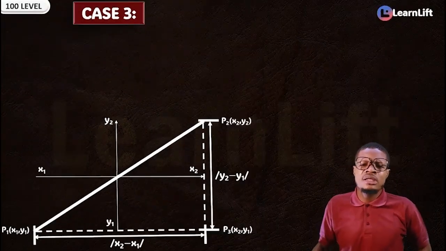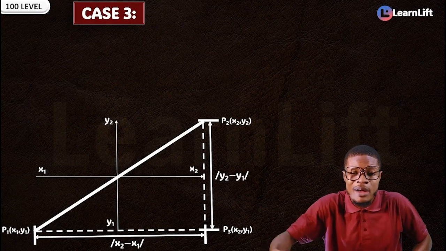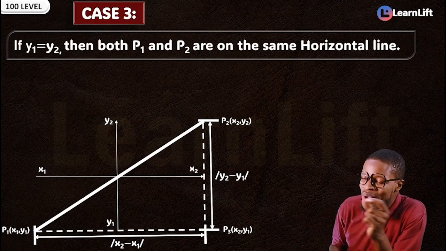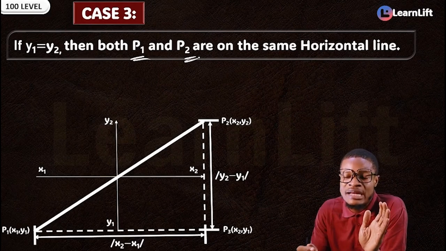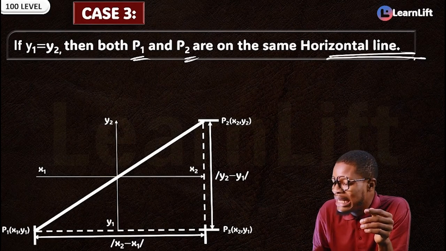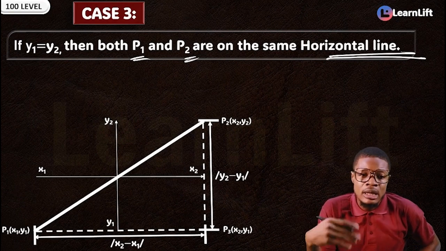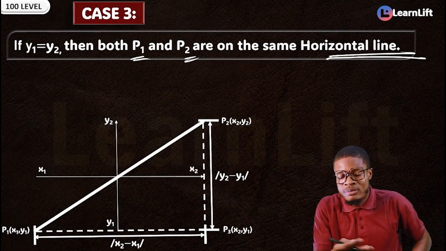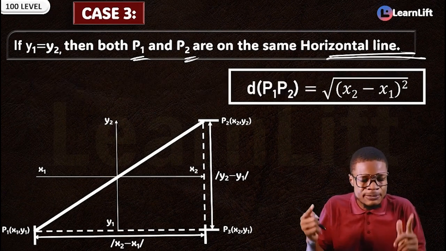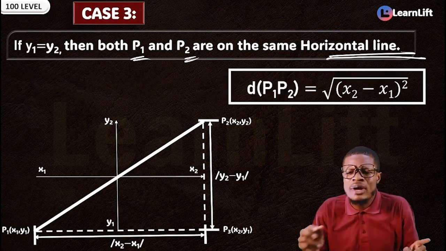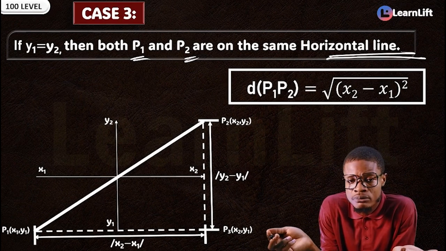In case 3, by now you should already be realizing what happens when y1 is equal to y2. Then P1 and P2 will lie on the same horizontal line, not the same vertical line. And since they lie on the same horizontal line, y2 minus y1 all squared will give 0. You're just going to use distance P1P2 equals the square root of x2 minus x1 all squared. That's what I'm going to have there.